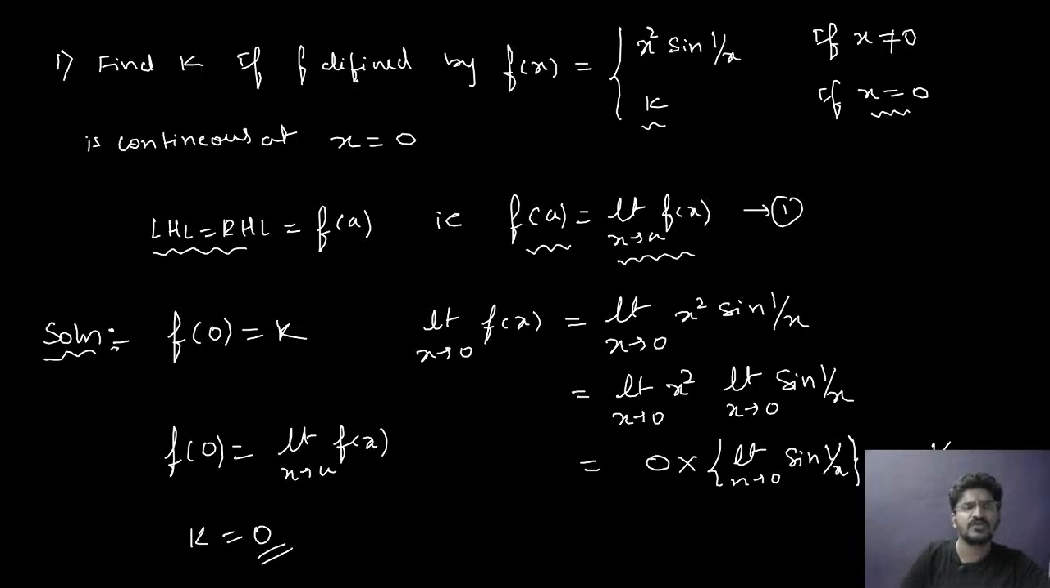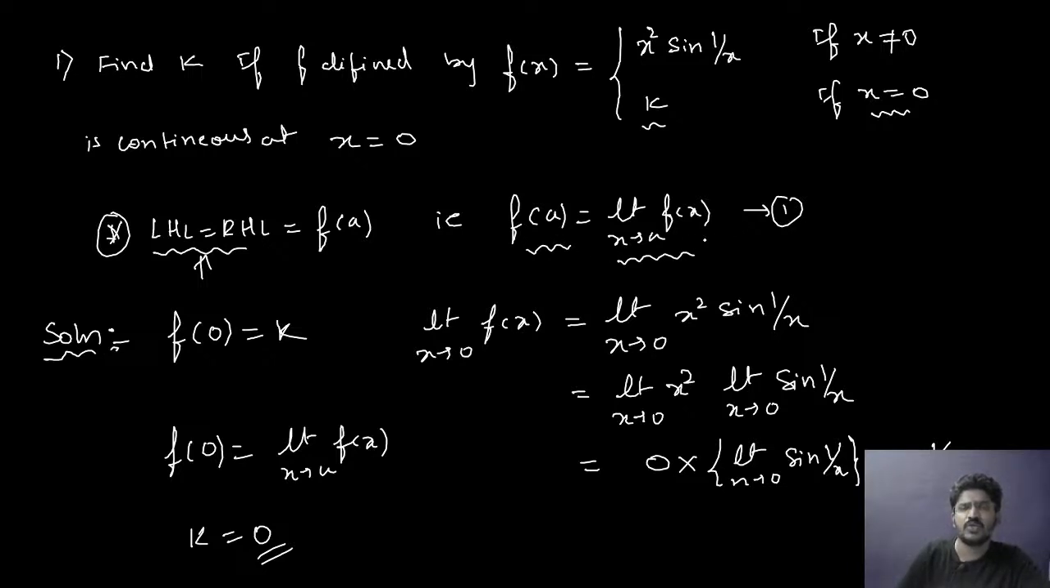Find the k if f defined by f of x equal to x square sine 1 by x if x is not equal to 0, and k if x equal to 0. So here we know that left hand limit must be equal to right hand limit must be equal to f of a for a continuous function. This is nothing but limit extending to a f of x. Left hand limit equal to right hand limit means limit extending to a f of x is equal to f of a. Okay.